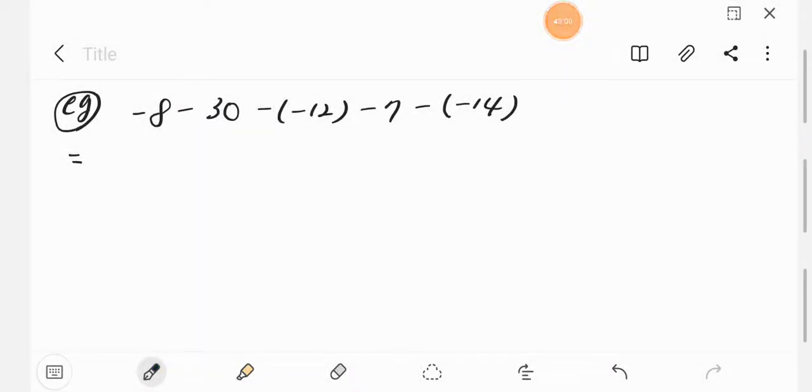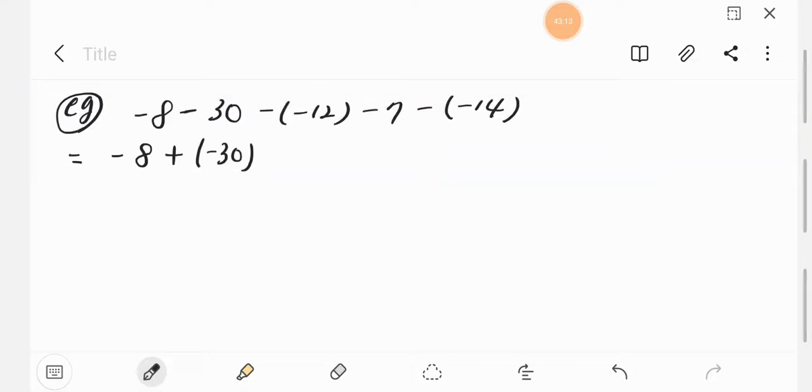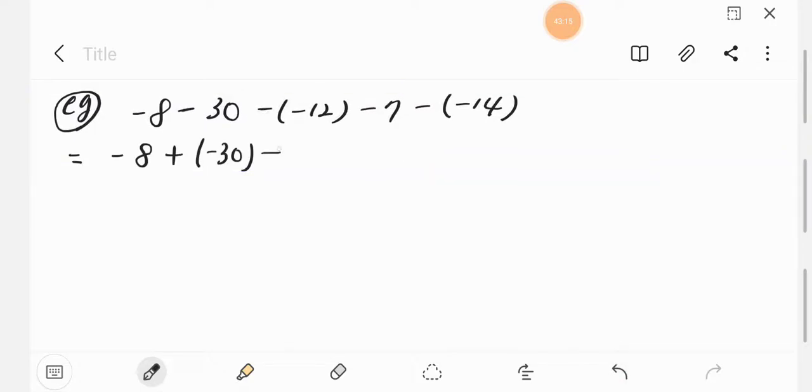Okay, let's subtract these numbers. Whenever there's a subtraction, a minus sign, what do we do? Convert it to plus, right? So this minus sign becomes plus, and this 30 becomes -30, the opposite. And this minus becomes plus, and -12 becomes +12. You don't have to put parentheses. The -7: minus becomes plus, 7 becomes -7, the opposite, right? And finally, this minus becomes plus, and the opposite of -14 is +14, so put 14.